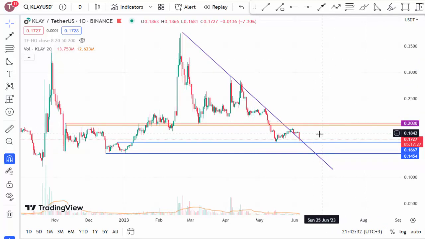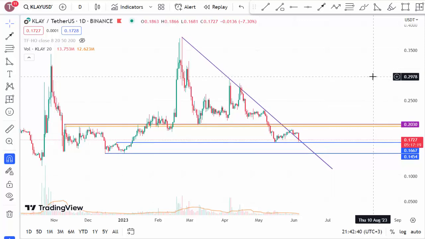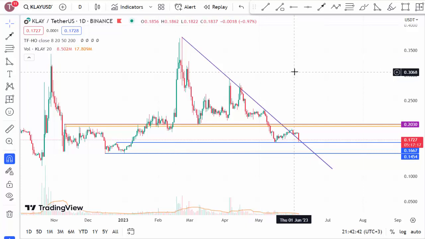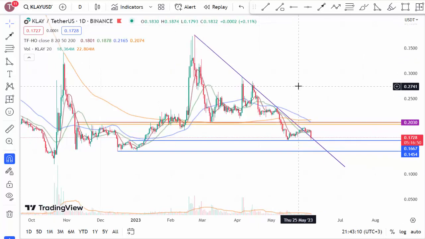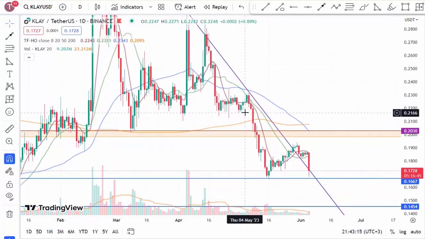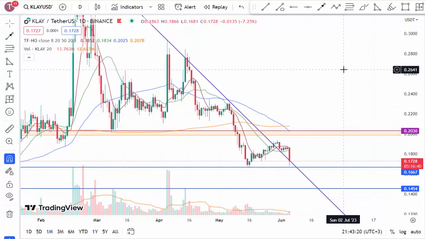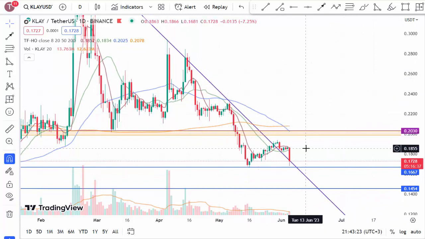Especially when the 0.20 level is broken to the upside, we will witness the real upward movement, and we can say that we may see much higher levels in the price action. Looking at the moving averages, the 200-day moving average has been broken to the downside, and the price is currently below the 200-day moving average. Additionally, we can observe that the price is below the 20-day moving average as well.